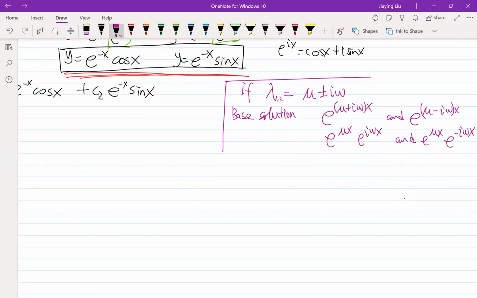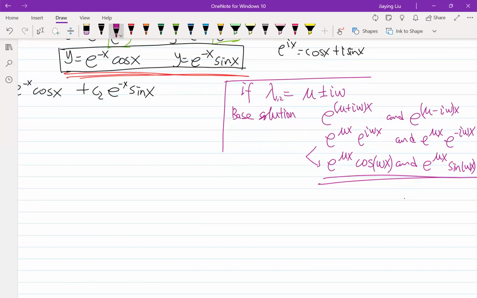Now the equivalent one will be e to the mu x cosine omega x, and e to the mu x sine omega x. So either these two base solutions or the ones above, it doesn't matter which one you pick. That's just a reminder. It's also in the lecture notes, I believe.